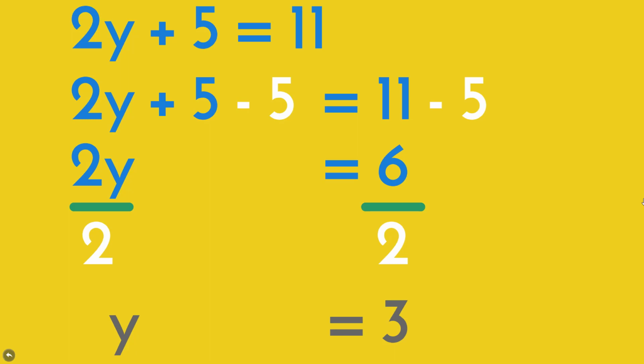Since we have the variable alone on one side of the equation, and we have also simplified the expression on the other side, then we're done. So the solution for this algebraic equation is y equals 3. Next example. Can you figure out how to solve this equation?